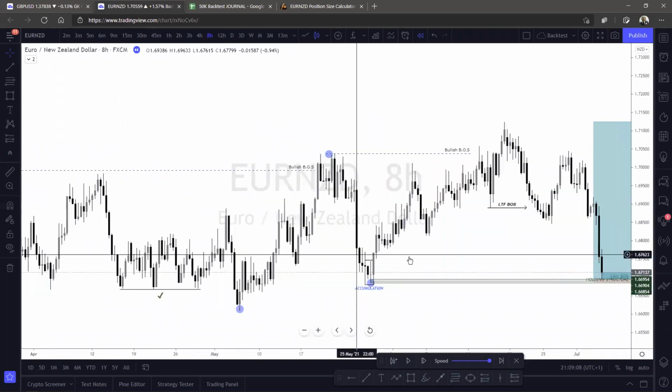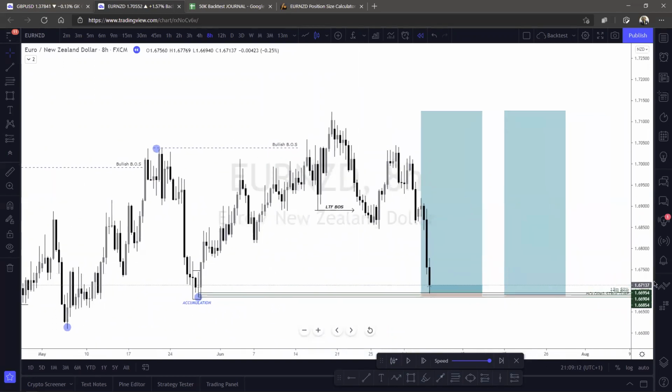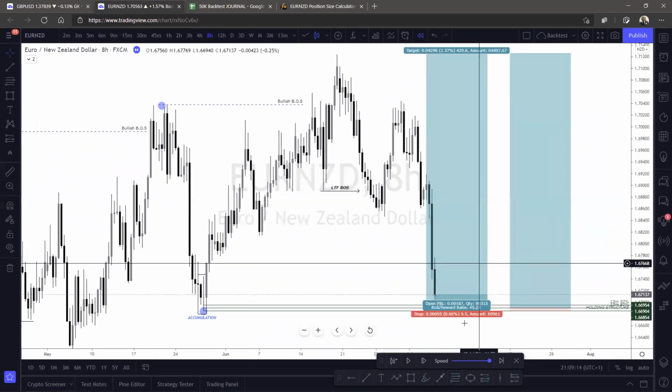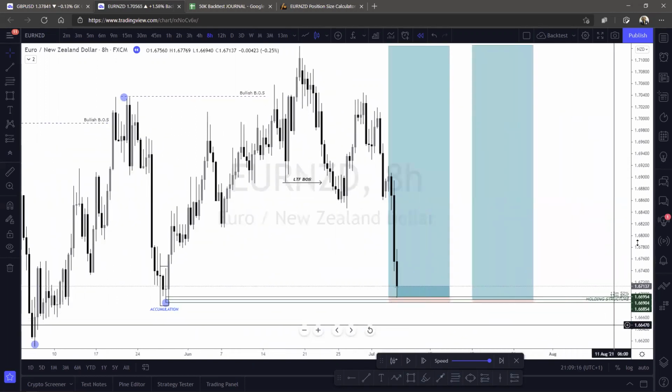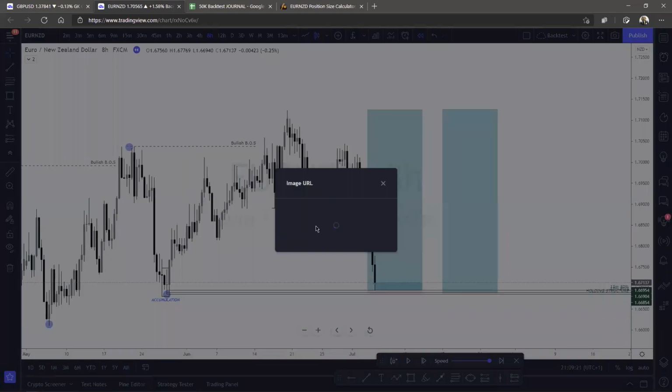There you go, boom. Okay, so price tapped right into the extreme. Oh, only thing we can tap into 80%. Okay, there's chewing.